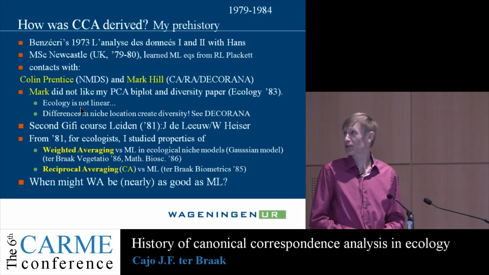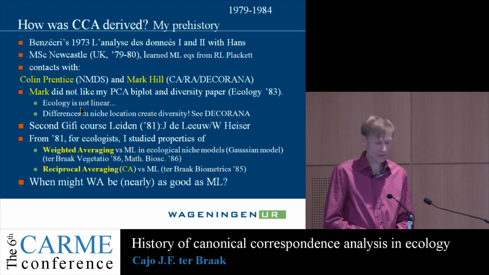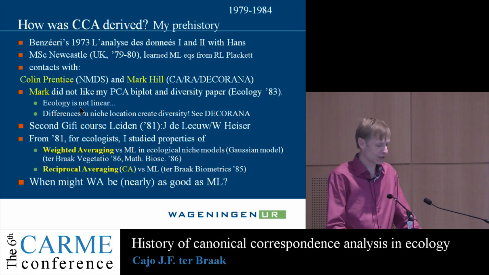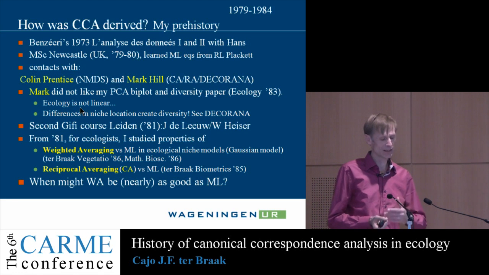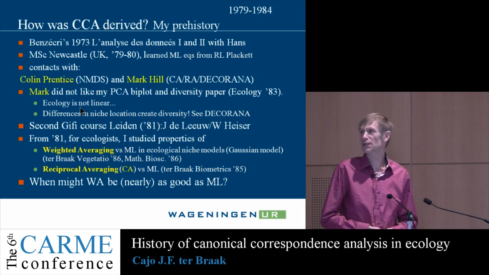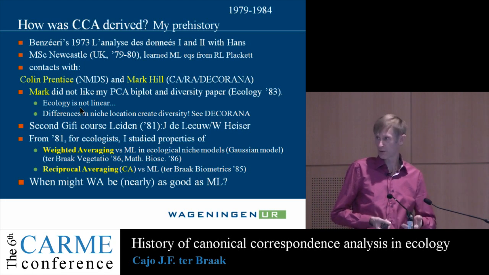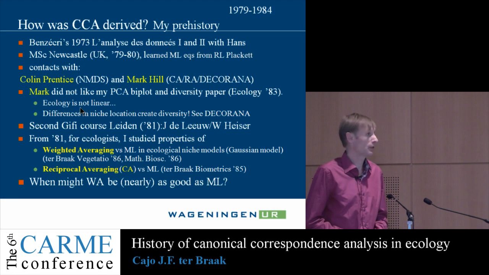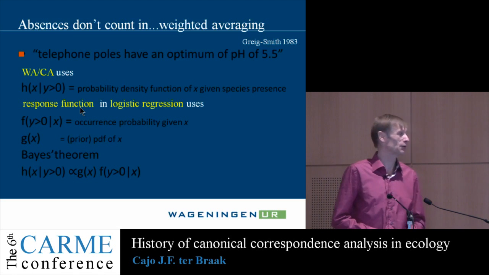'81 was the second GIFI course. I attended that, and I benefited a lot from it. Good contact with Jan de Leeuw and Willem Heiser. And from that period, so mainly by the stimulus of Mark Hill, I studied for ecologists in different projects the properties of weighted averaging compared to maximum likelihood, because that was really the group I was in. We do regression and GLMs and things like that. And what are now the properties of this very strange method of weighted averaging in ecological niche models? And then combining that, reciprocal averaging, etc. When might weighted averaging be as good as maximum likelihood? And I don't think I have really time to go through this, so I stop.